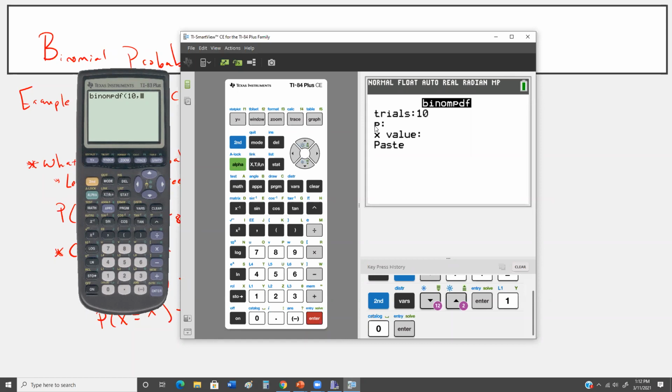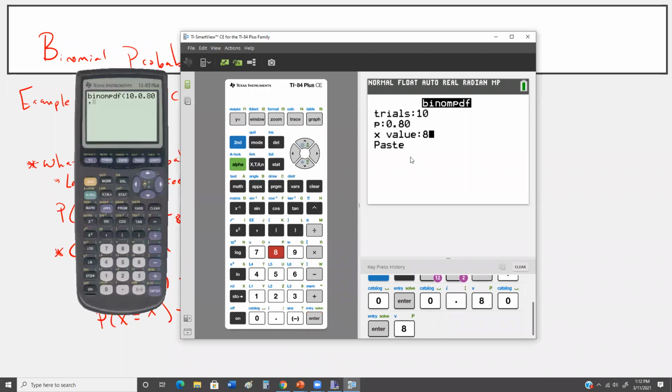80%. You have to put it in, very important, as a decimal. So the next thing you have to put in is 0.80 and then another comma. X is the number of successes. If you look back here, I wanted LeBron James to make exactly 8. So you're going to put 8 here, and then back on the TI-83, you're going to put an 8.